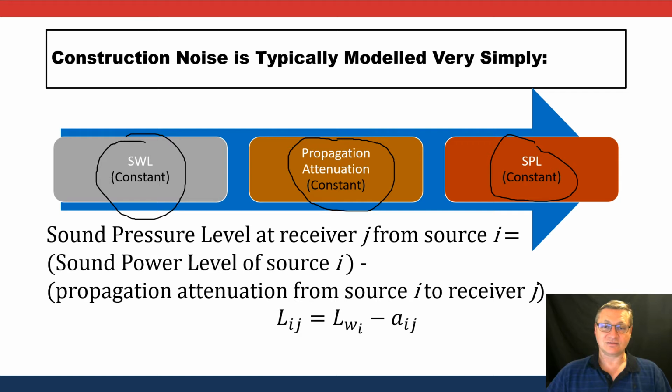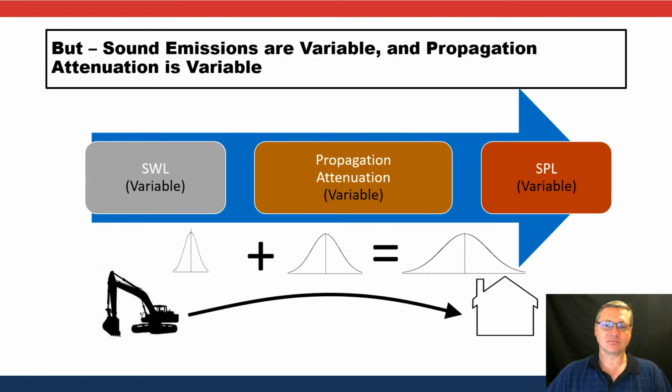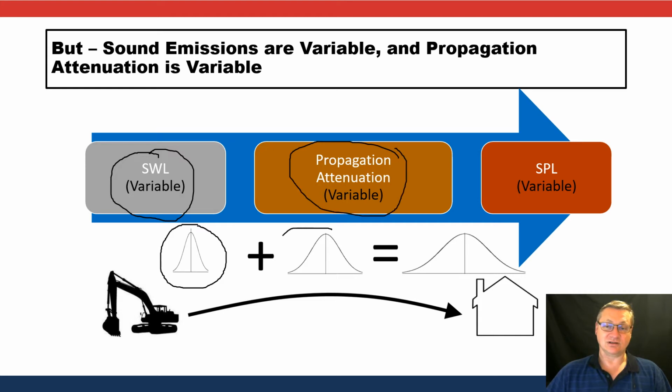Now that's a very simplistic approach, and it isn't very realistic, because the noise emissions from construction sites are quite variable usually. So in practice, in reality, the sound emissions from the noise sources are variable, and you could in fact quantify them statistically. And the attenuation between the sources and the receivers is also variable. So you could in fact quantify that statistically if you wanted.